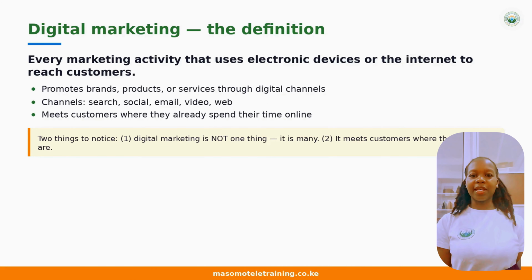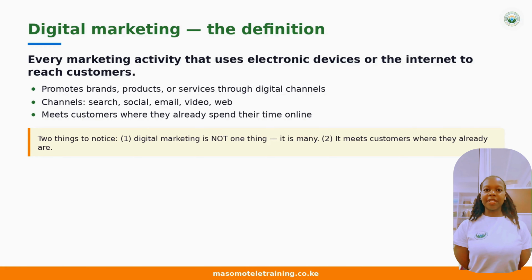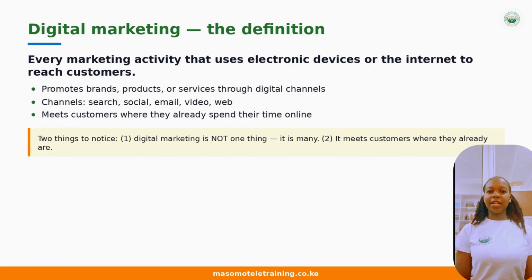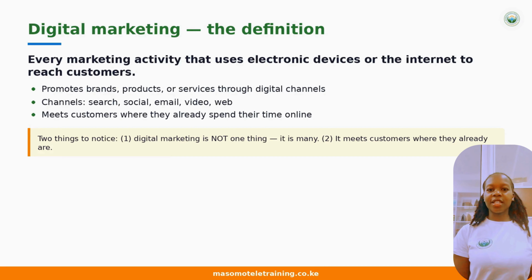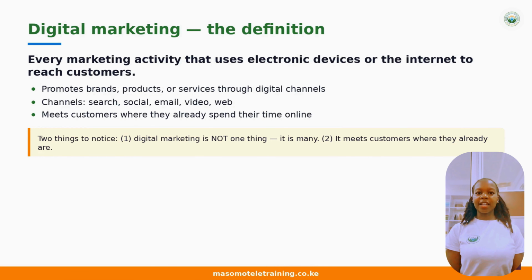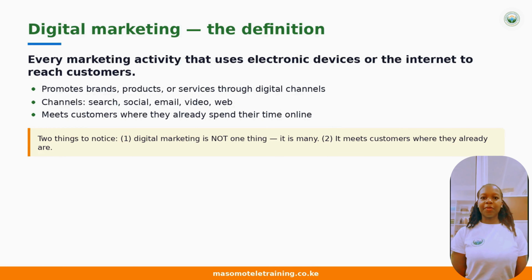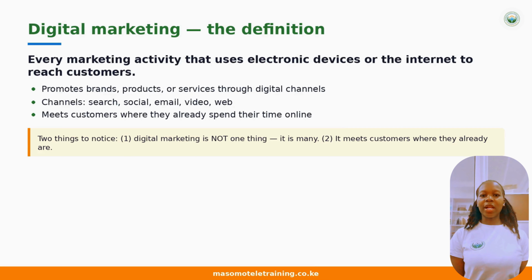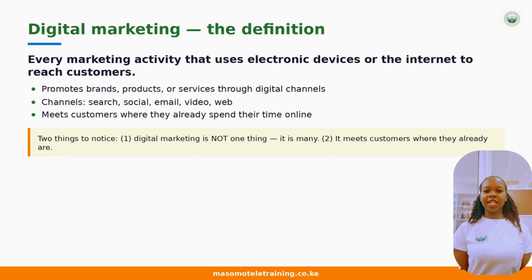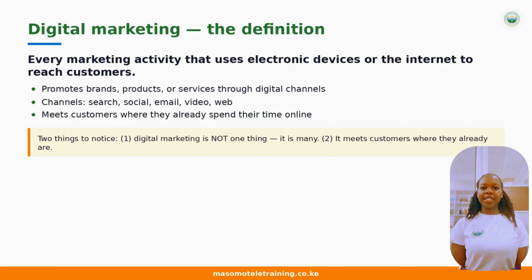Digital marketing is every marketing activity that uses electronic devices or the internet to reach customers. It promotes brands, products, or services through digital channels like search engines, social media, email, video, and websites. And it connects with customers exactly where they already spend their time online. Notice 2 important things in that definition. 1. Digital marketing is not one thing, it is many. 2. It meets customers where they already are. You don't have to force them to come to you.